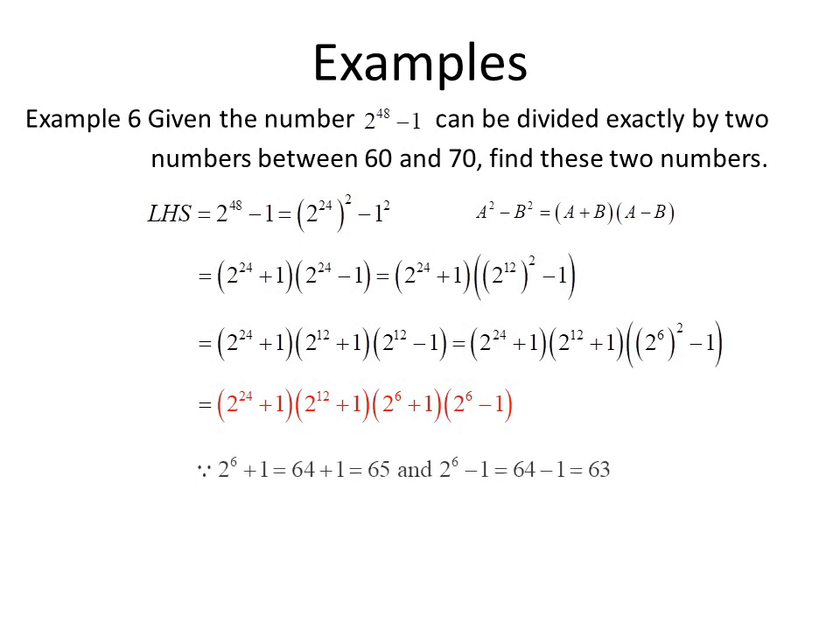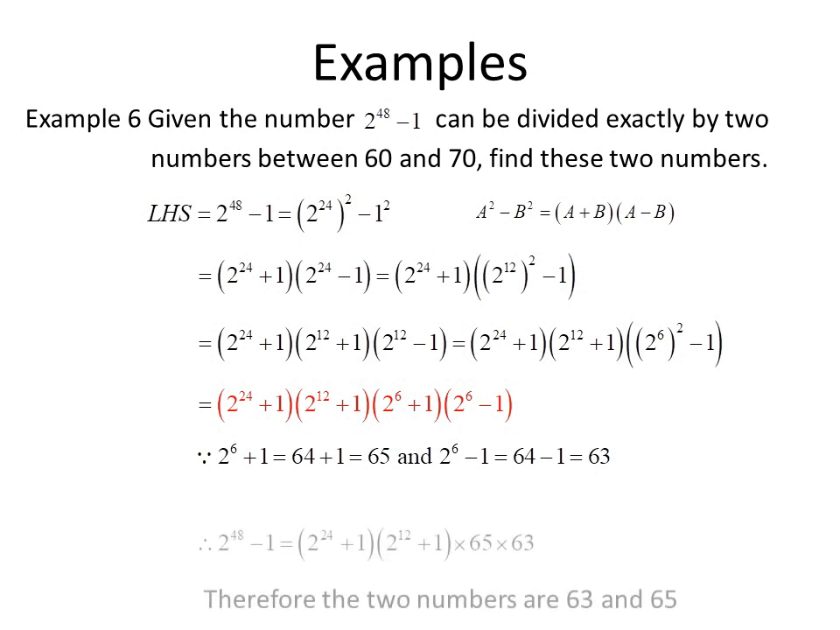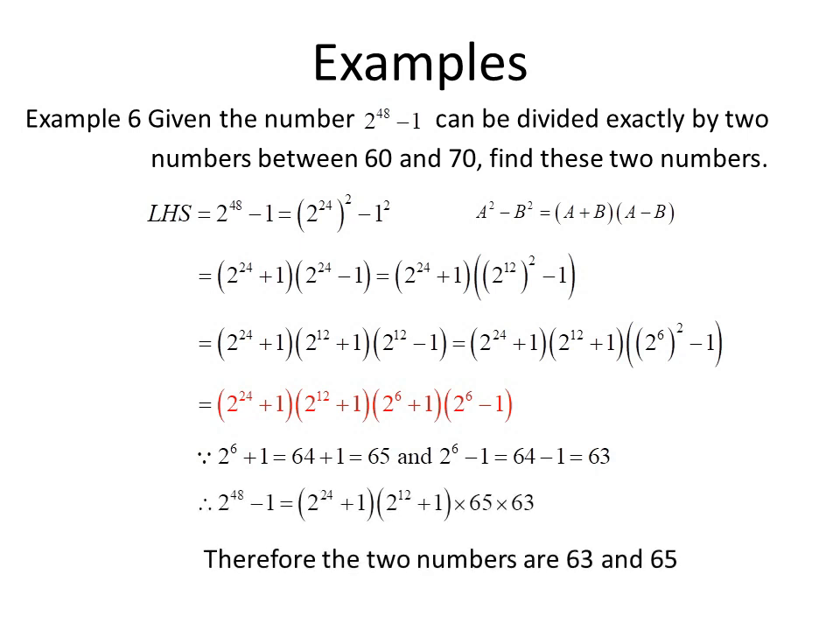The last two factors are 2 to the 6 plus 1 and 2 to the 6 minus 1, which are 65 and 63 respectively. So we find that the number 2 to the 48 minus 1 can be divided exactly by 63 and 65.